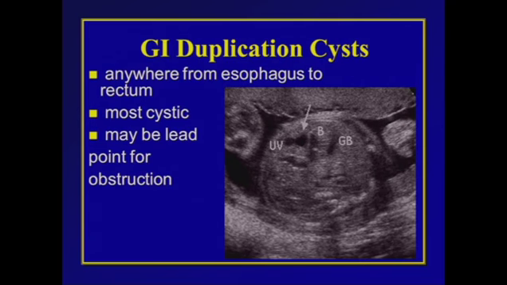Moving on in our trip through the GI tract, we're now going to move towards GI duplication cysts. These cysts can occur anywhere from the esophagus to the rectum. They're usually completely cystic, and the cyst can be the lead point for an intussusception or a bowel obstruction.